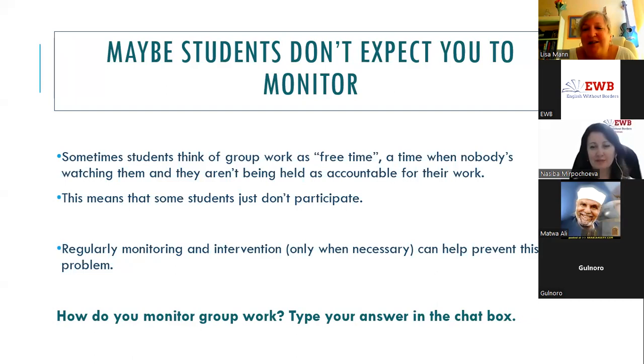Sometimes they're doing the wrong thing. You go, no, you're not supposed to write a summary, or you're not supposed to write a report about a park. You're supposed to design a park. And they go, oh, right. So sometimes you must intervene because they clearly haven't understood what they're supposed to do.